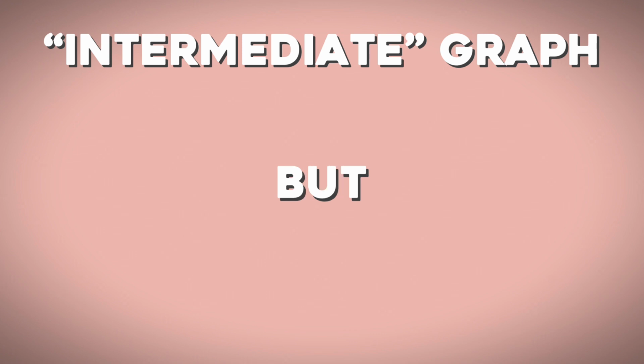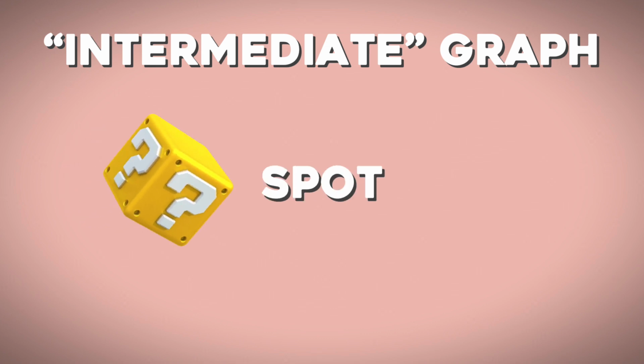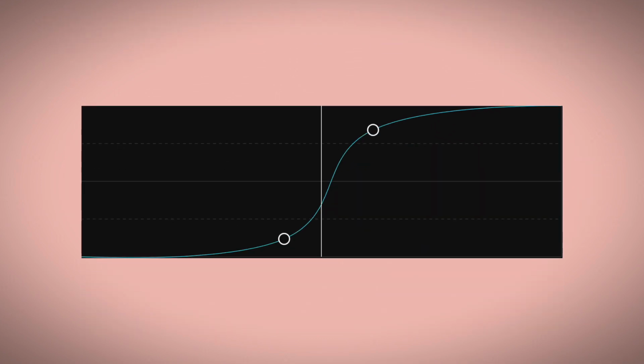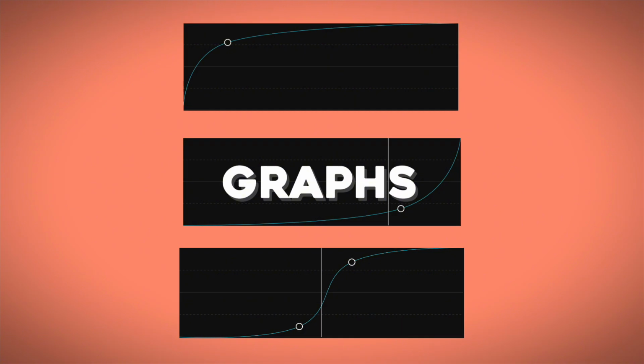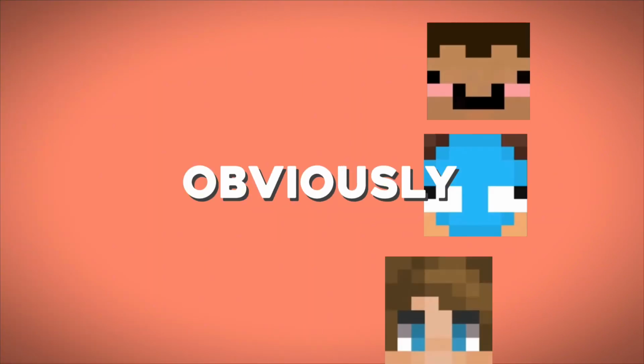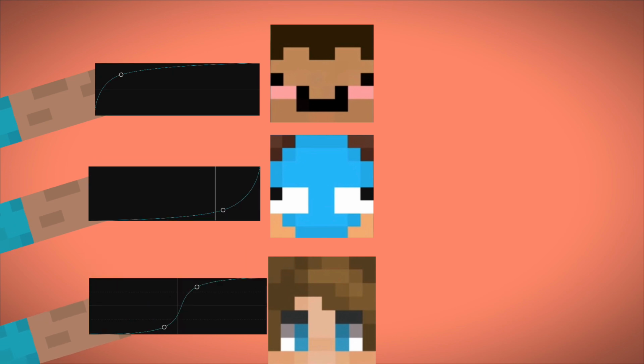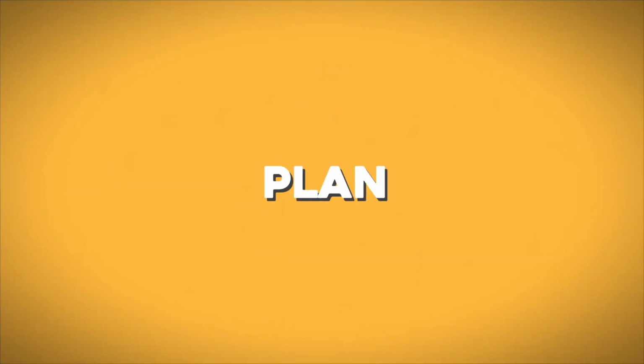And last but not least, the intermediate graph. An intermediate graph is when an object that's on the screen goes from one spot to the other spot. This is how that graph looks. If you know these 3 graphs, you're halfway there to making a smooth edit. Now obviously, you don't just add graphs to everything and call it a smooth edit. You have to plan out everything. You have to know when and where to put the graphs and keyframes and make the edit as smooth as possible.